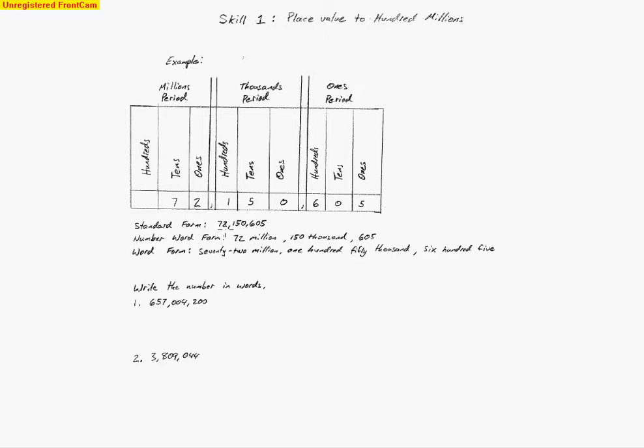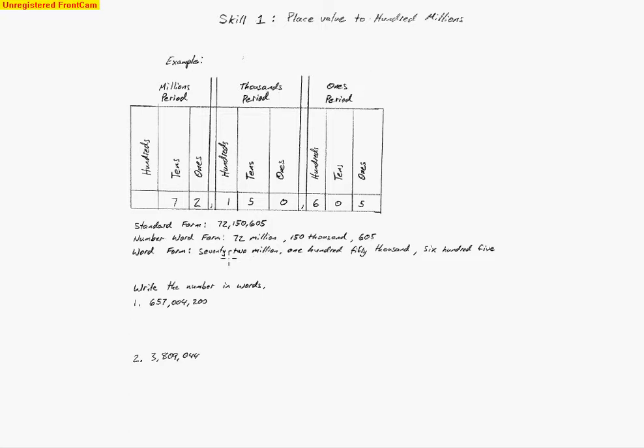So in standard form, you write it with the commas between the periods, so 72,150,605. Number/word form would just be the number 72 and then telling what the period is. In the millions, 150,605. In the word form, you just write out those words. Instead of writing 72, we write the number 72 in word form.